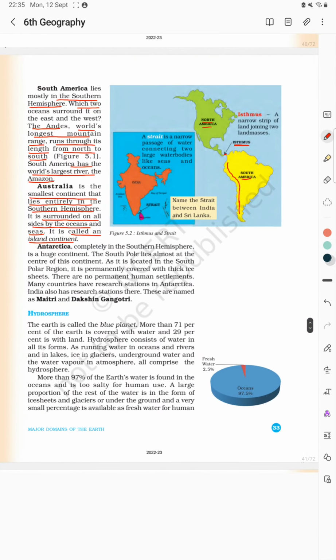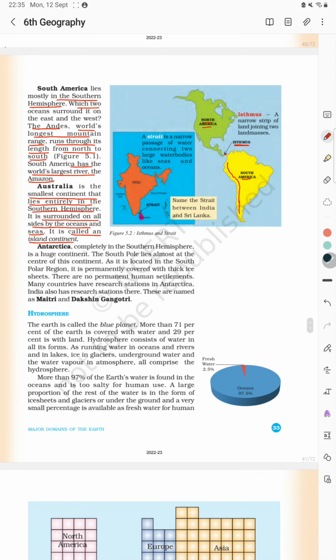Then the last continent is Antarctica. It is completely in the southern hemisphere. It is a huge continent. The South Pole lies almost at the center of this continent. It is located in the South Polar region. It is permanently covered with thick ice sheets.